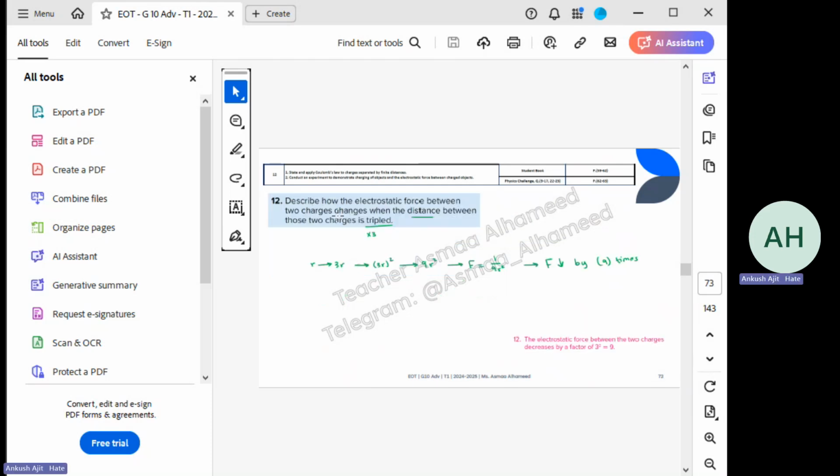This is how the electric force between the two charges changes when the distance between them is tripled. It will reduce by 9 times. It will decrease by the factor 3 squared, that is 9 times.